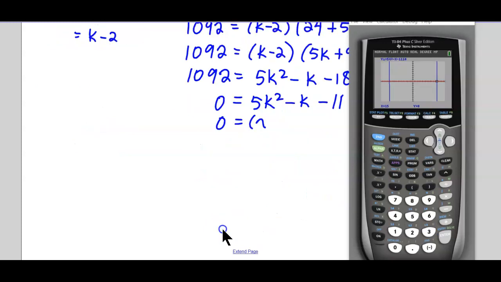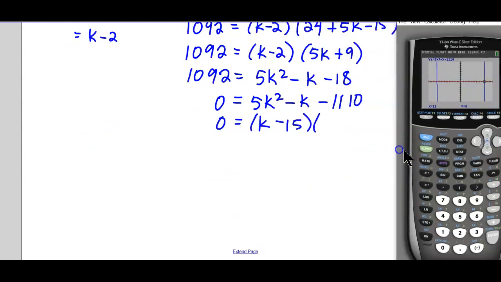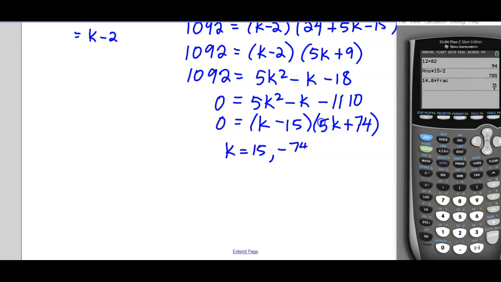So this is going to be k minus 15. And that was 14.8. So you don't even know how to convert that. Your calculator does it. 74 over 5. So that's going to be 5k is negative, so plus 74. Okay, k can't be a fraction or negative. So that means k is 15.